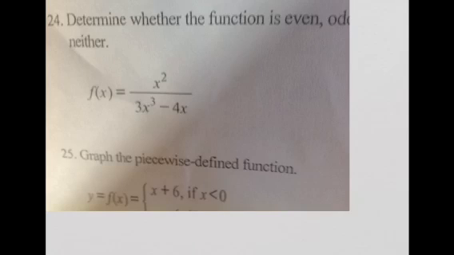Alright, for number 24, we have in the numerator, this is going to be an even. In the denominator, since notice both of the exponents are odd, it's going to be an odd. And when you have an even over an odd in a rational function, it's actually going to be an odd function. If you graph this, it would be symmetric with respect to the origin.